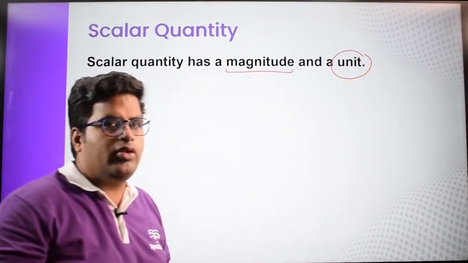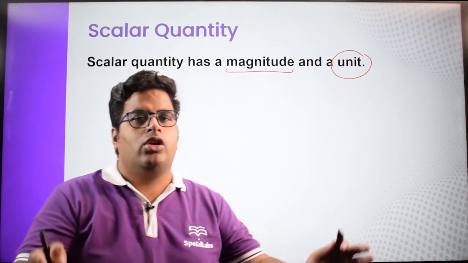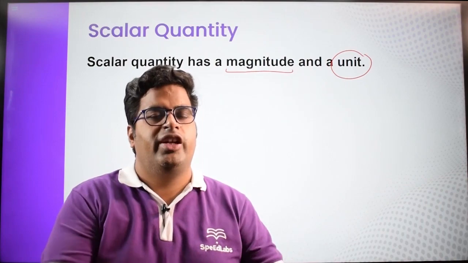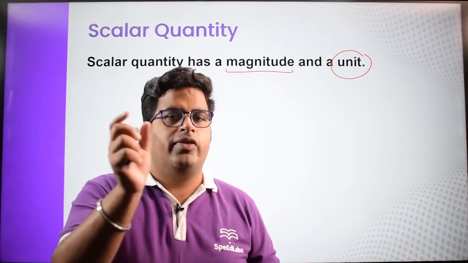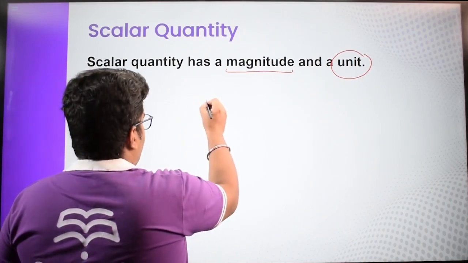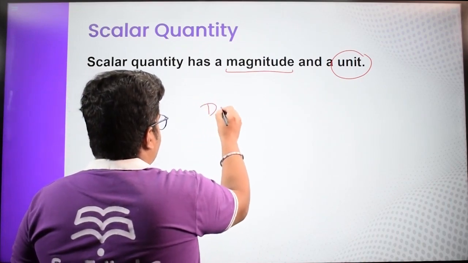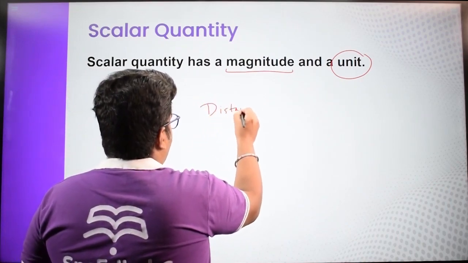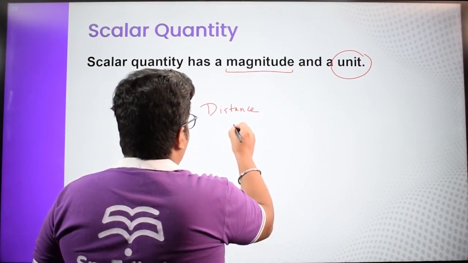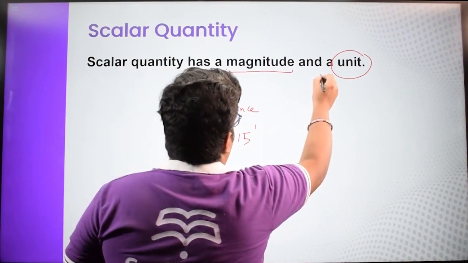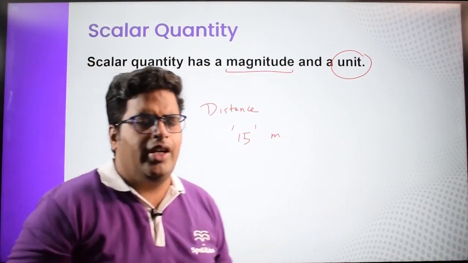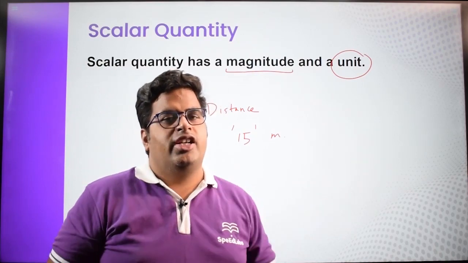Now when we talk about magnitude, like if we talk about distance, so distance is measured in terms of meter, let's say 15 meter, 20 meter. So over there 15, 20, they are basically your magnitude. So distance is a scalar quantity, right? And it has magnitude, let's say 15, and also it has a unit. So the unit is going to be meter, centimeter, or millimeter, anything it could be, right? So that's a scalar quantity.